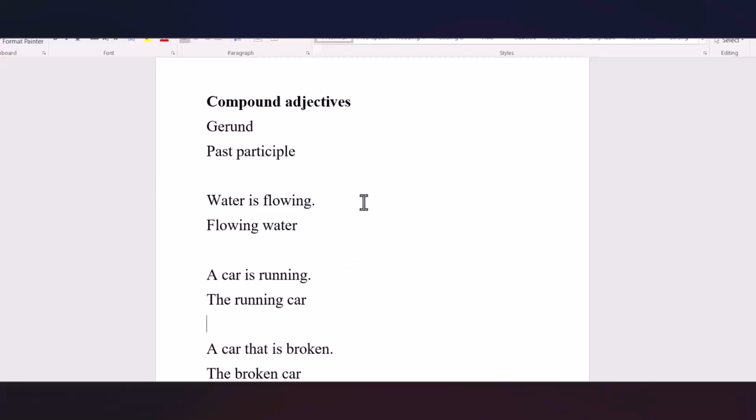Okay. Sometimes we know that the engine of the car is broken. So we have a specific information. We have more information about the car, and we know that the engine of the car is broken. So when we refer to this car, we say the engine-broken car. All right.